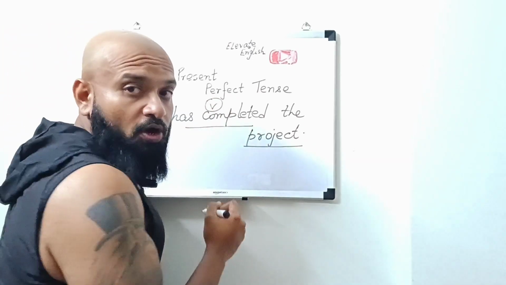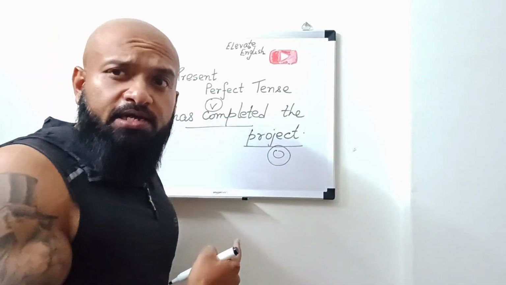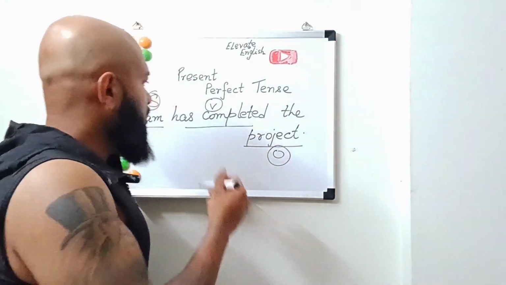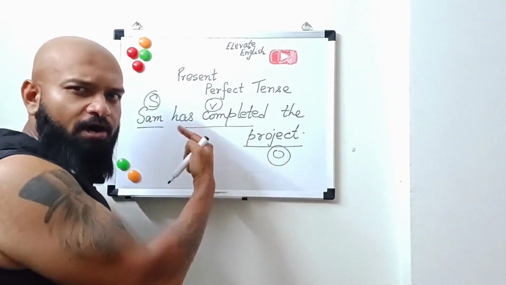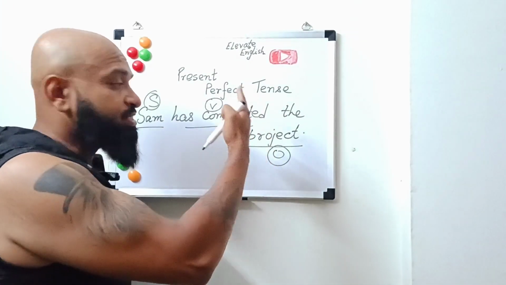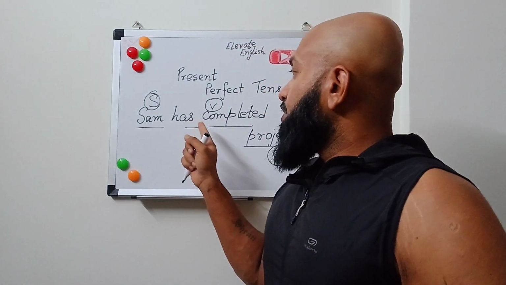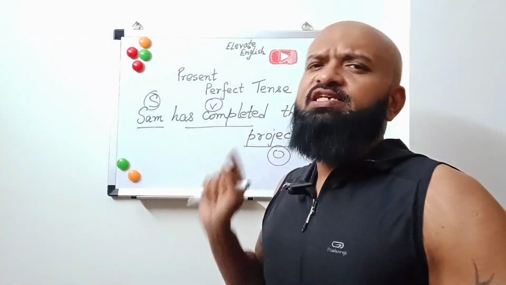And then do you see the word project here? Friends, this is my object. So do I follow the skeleton? Yes, I do. But have you seen how the verb has changed? It's not in past tense, it's not completed, it has completed. What does it mean? I'll ask you a few questions and the concept will be so clear. When I say has completed, this is present perfect.